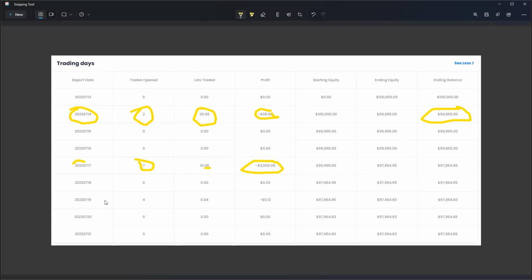99,965. Now, for these other trading days, I've only just been doing 0.01 lots just to cover the minimum trading days. But you can see literally from the 13th till the 21st, which is ideally 1 week, I would consider it 3 major trades have been taken on my account. I'm only down at 2%. Ideally, I shouldn't be down anywhere.